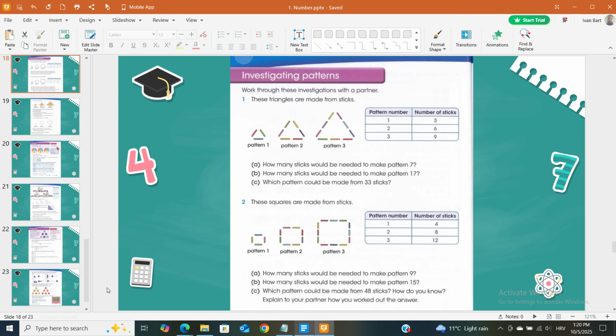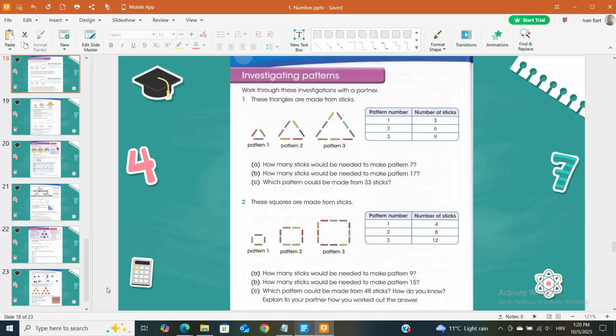A. How many sticks would be needed to make pattern 7? B. How many sticks would be needed to make pattern 17? C. Which pattern could be made from 33 sticks? 2. These squares are made from sticks. Pattern number, number of sticks: 1, 4; 2, 8; 3, 12. Pattern 1. Pattern 2. Pattern 3.